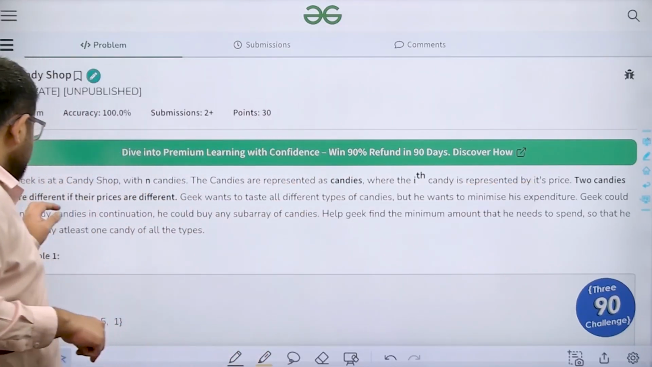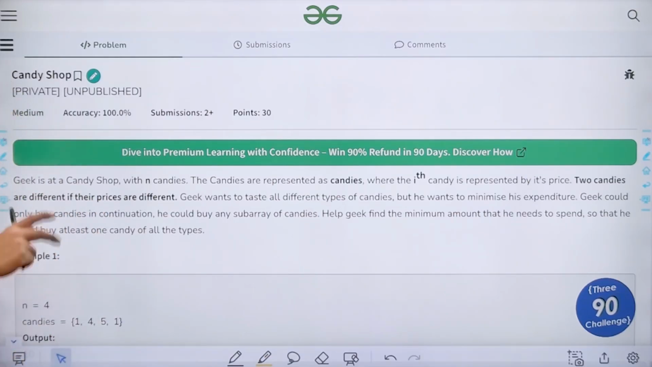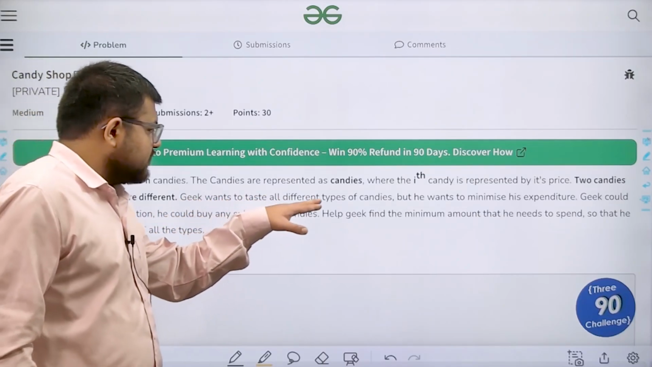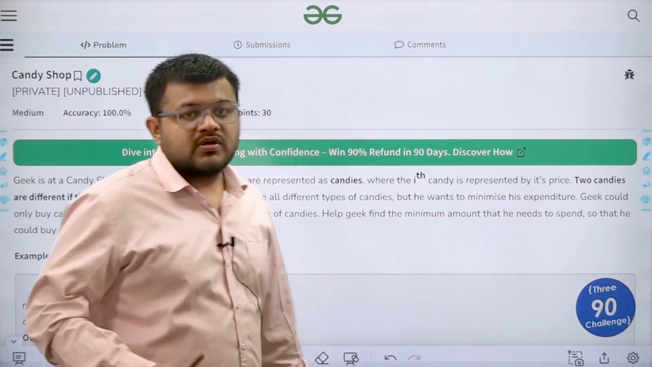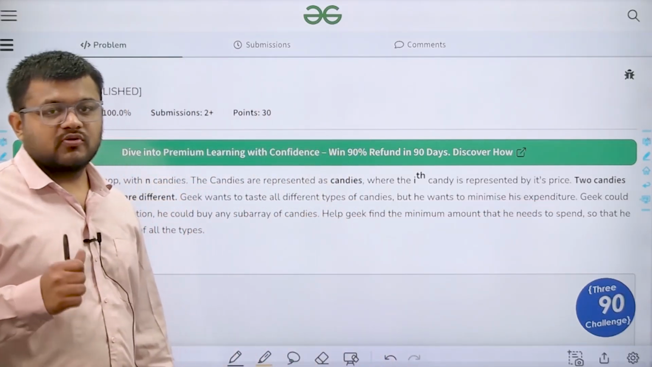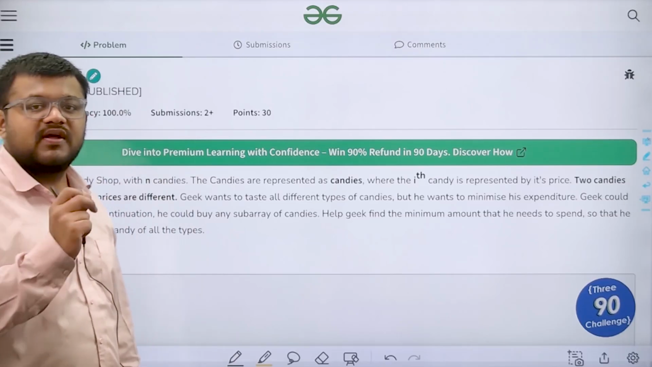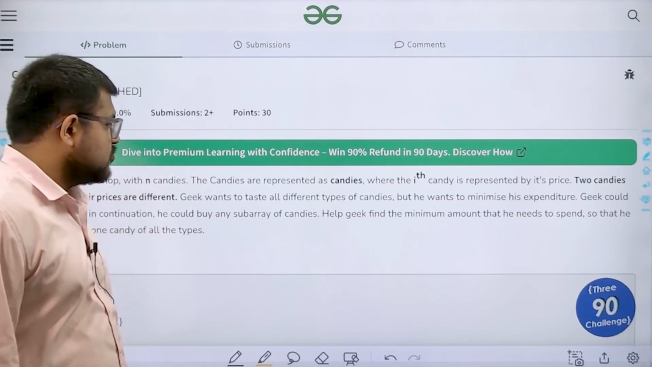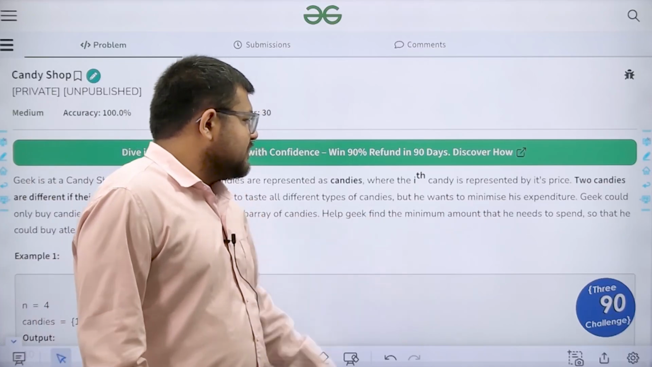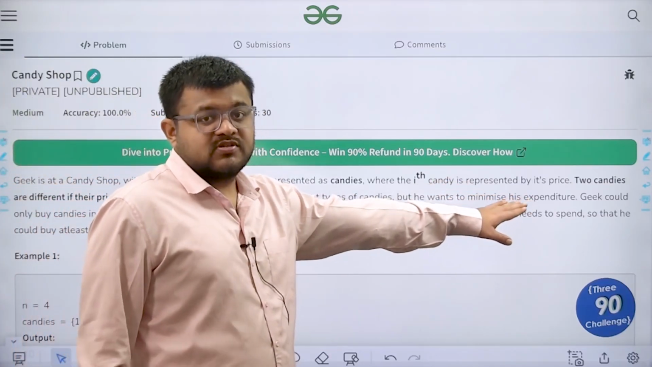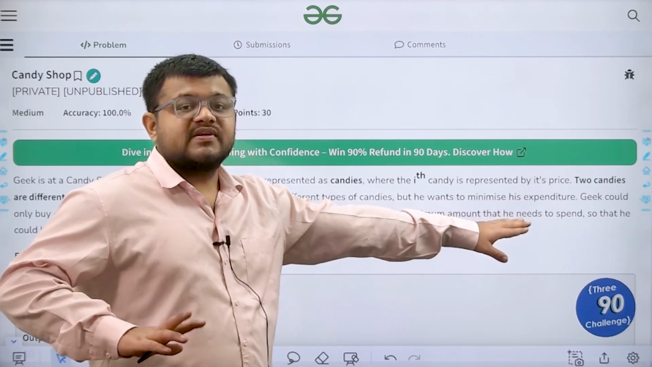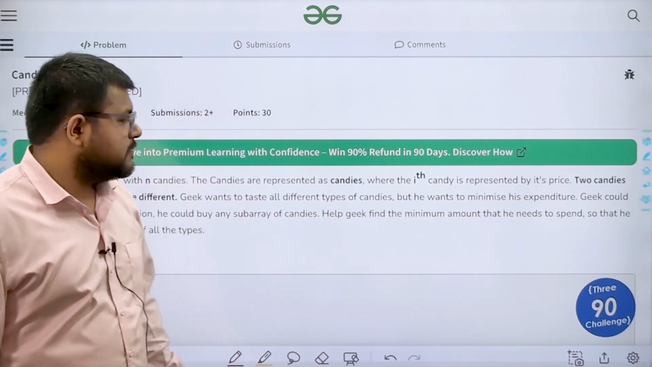Two candies are different if their prices are different. So if two prices are same, the candies are same. If prices are different, candies are different. Geek wants to test all different types of candies, but he wants to minimize his expenditure. Okay, so he wants to test all types of candies, which means all different prices of candies. But he wants to purchase as few candies as possible, which includes at least one candy of all the types, right?